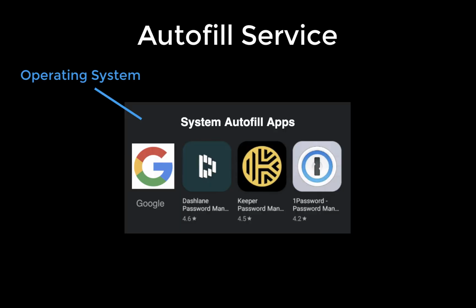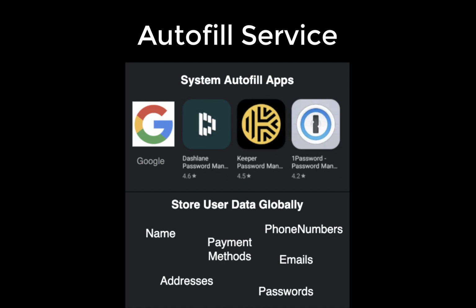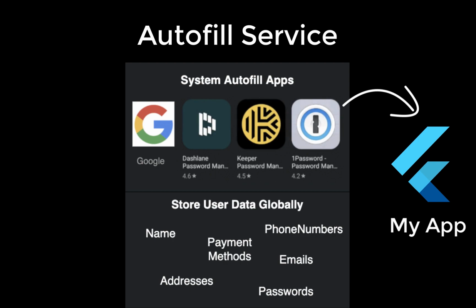Let's get started theoretically by looking at how the autofill service works. In general, users can choose an autofill service app on their device such as Dashlane, Keeper, 1Password, or also the autofill service app Google, which is enabled by default. These apps then store globally the user data such as the name, emails, passwords, addresses, payment methods, and phone numbers of the user. Now your Flutter app comes into play, which can access this globally stored data and use it to fill text fields and forms in your Flutter app.